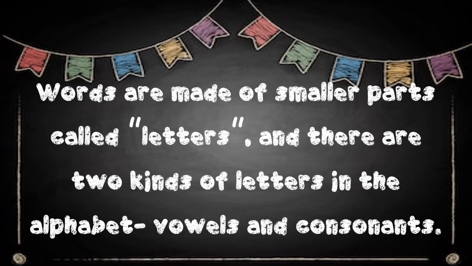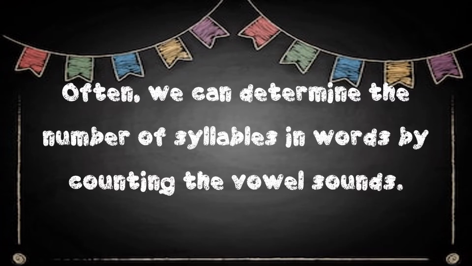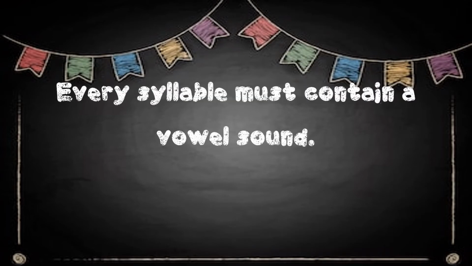Words are made of smaller parts called letters, and there are two kinds of letters in the alphabet: vowels and consonants. Every word must contain a vowel, but not necessarily contain a consonant. Often, we can determine the number of syllables in words by counting the vowel sounds. Every word has at least one syllable.